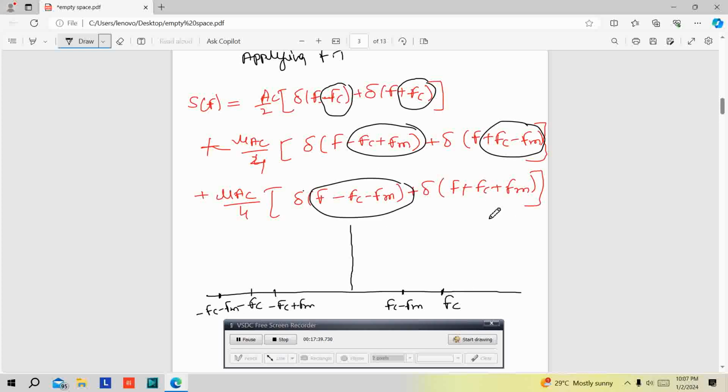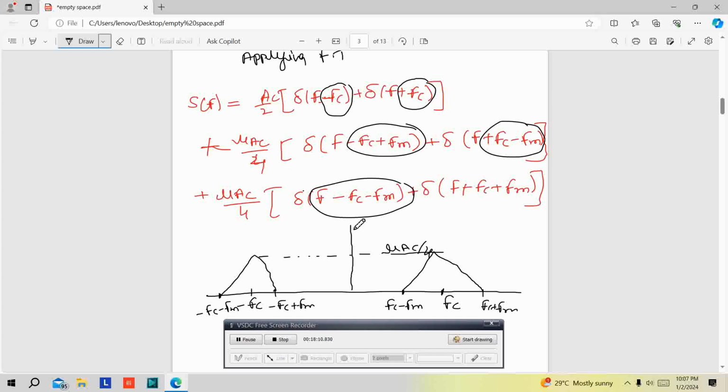Fc plus fm, so I am going to add it here. Okay, so what is the amplitude here? Mu Ac by 4. Its amplitude is mu Ac by 4. I am going to write it like this, spectrum. So its amplitude is mu Ac by 4.